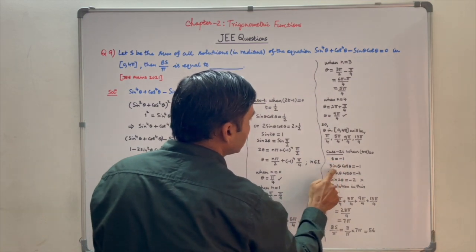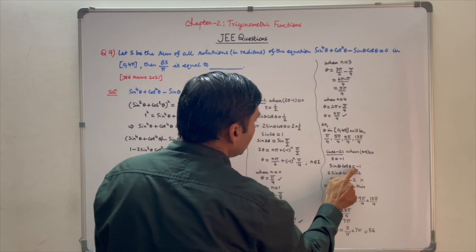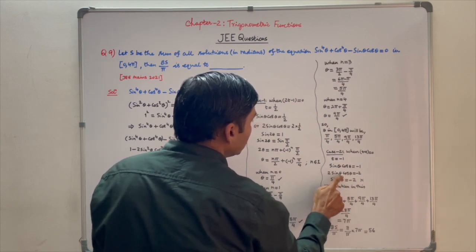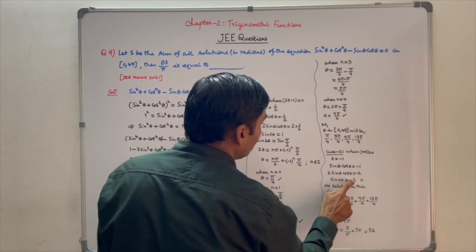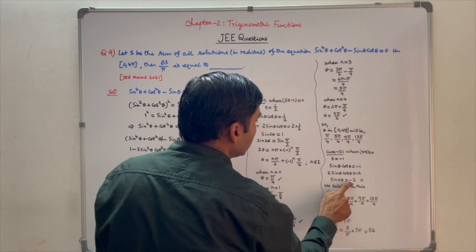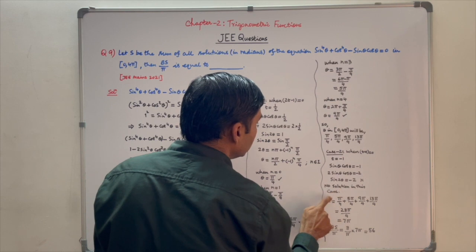Case 2, when t plus 1 is equal to 0 or t is equal to minus 1, t is equal to sine theta cos theta. So sine theta cos theta is equal to minus 1, or 2 sine theta cos theta is equal to minus 2. 2 sine theta cos theta is equal to sine 2 theta. So sine 2 theta is equal to minus 2, which is not possible because the minimum value of sine theta is equal to minus 1. So no solution in this case.